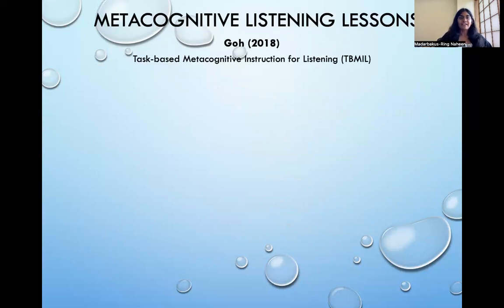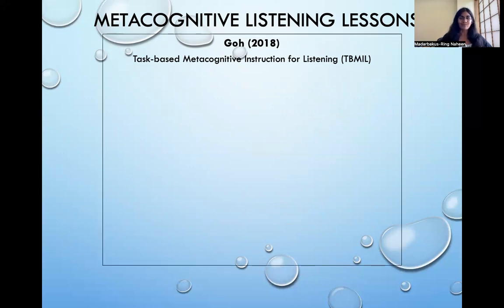And Goh in 2018 created the task-based metacognitive instruction for listening model, or TBMIL, as I like to call it. And this was divided up into the following tasks. So first of all, we had the stage of pre-listening, which would include strategic planning tasks and language knowledge tasks. So this is maybe in our before listening, when we are thinking about what strategies we can use. And we can also look at maybe using language knowledge. And then we can think about how we use vocabulary, what vocabulary we know, and what we know about the topic before we listen.